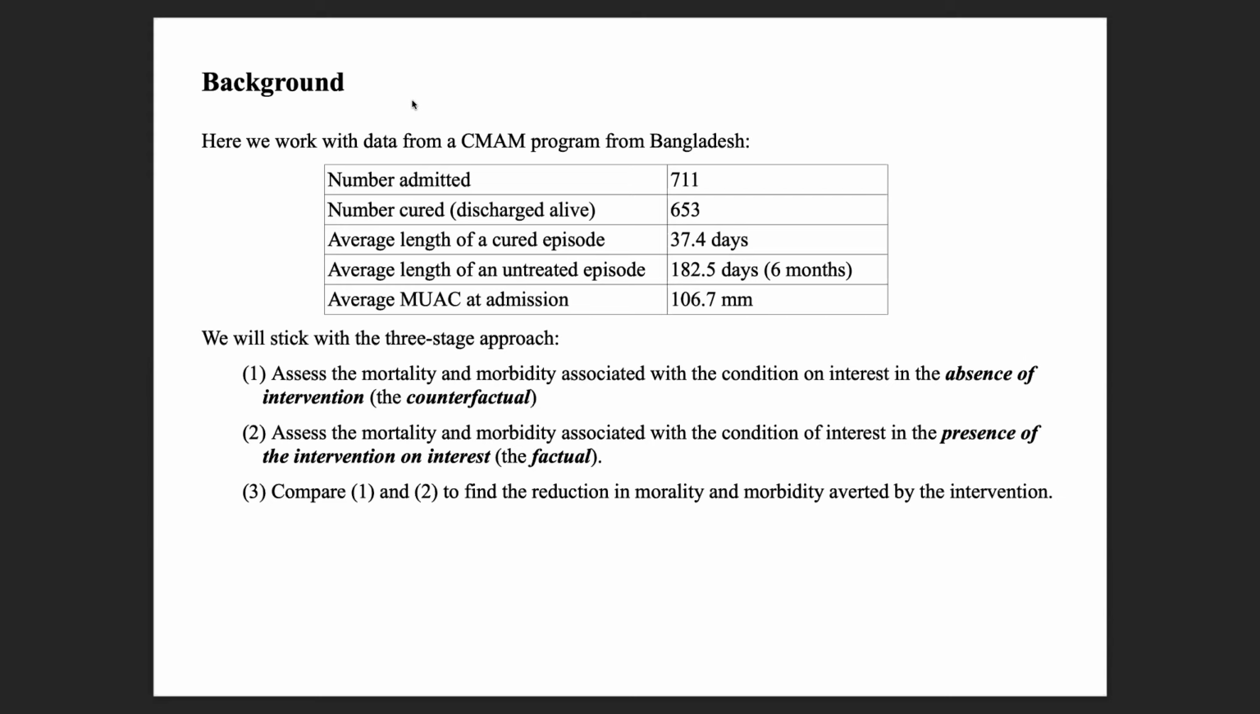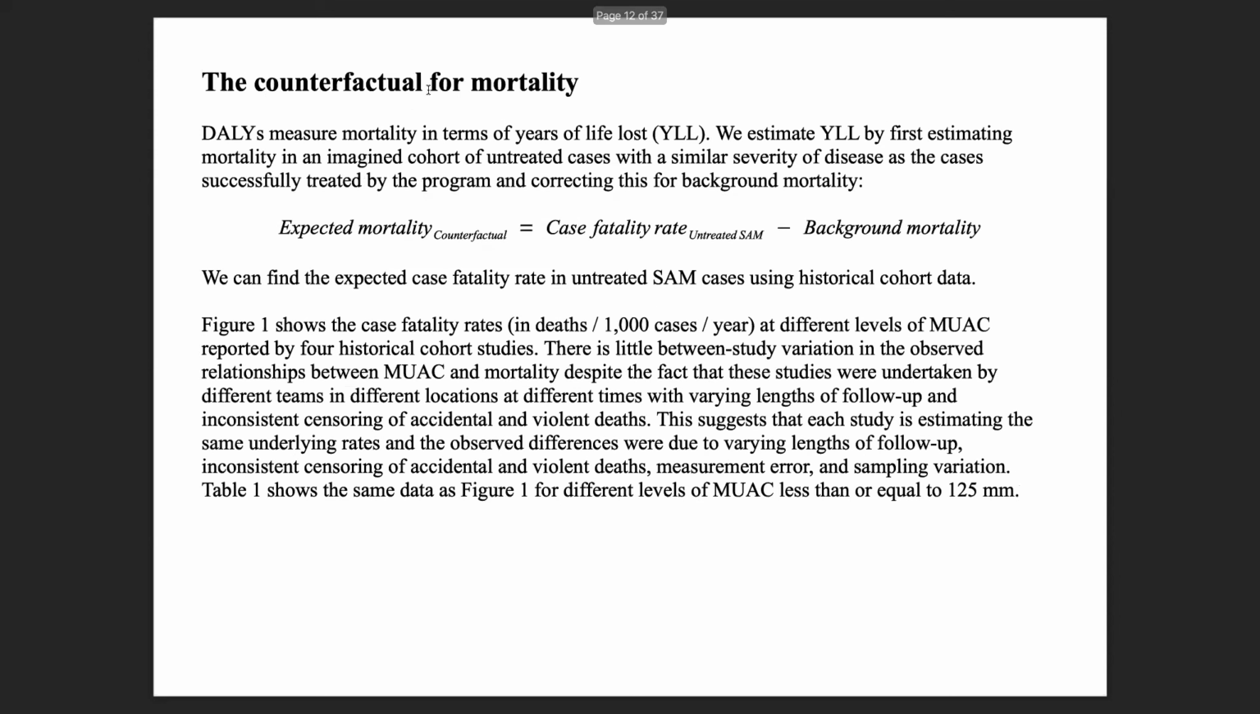So we'll stick with the three-stage approach, look at the counterfactual, and see what the averted mortality and morbidity is in the counterfactual. First, the counterfactual for mortality, which we measure in terms of years of life lost. We estimate years of life lost by estimating mortality in an imagined cohort of untreated cases with a similar severity of disease as the cases treated by the program, and correcting this for background mortality.